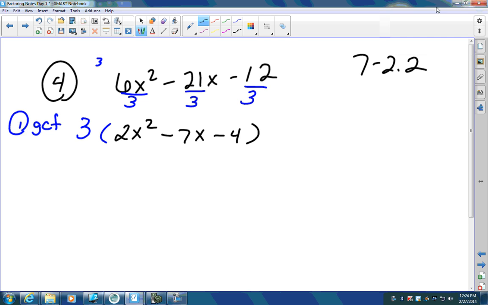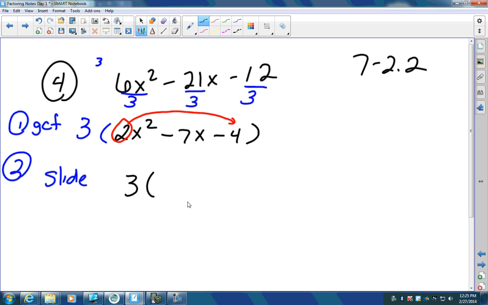The slide is next. So number 2 is the slide. The slide means take the first number and slide it to the back. So I've got 3 parentheses. Remember, don't leave off that GCF or else it won't give you the right answer. So now I've got x squared minus 7x. Now what is 2 times negative 4? Negative 8.